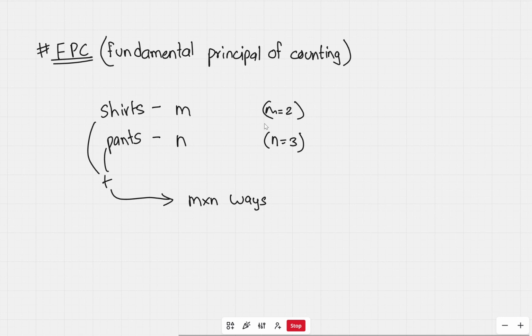Now let's take another simple example. I have 5 shirts. The number of ways in which I can select one shirt is 5, because there are 5 shirts and I can select one each time. Then I have 10 pants.